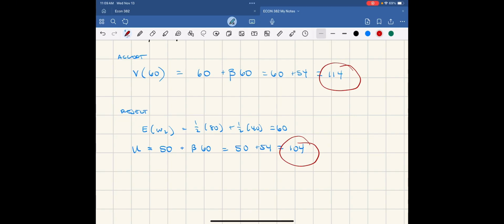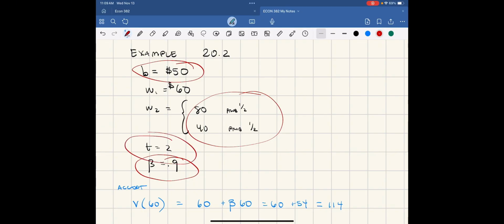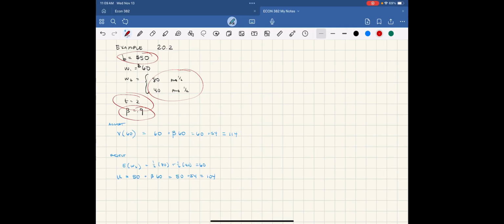Right, now, we can look at different variations of this problem. What would happen if the distribution of wages were to change? What would happen if the benefit were to change? What would happen if the discount rate were to change? And even what would happen if we were in a different time period? And so those are things that we can look at within this model to identify whether individuals will accept an offer or continue searching. And that's the main goal of the McCall Job Search Model.